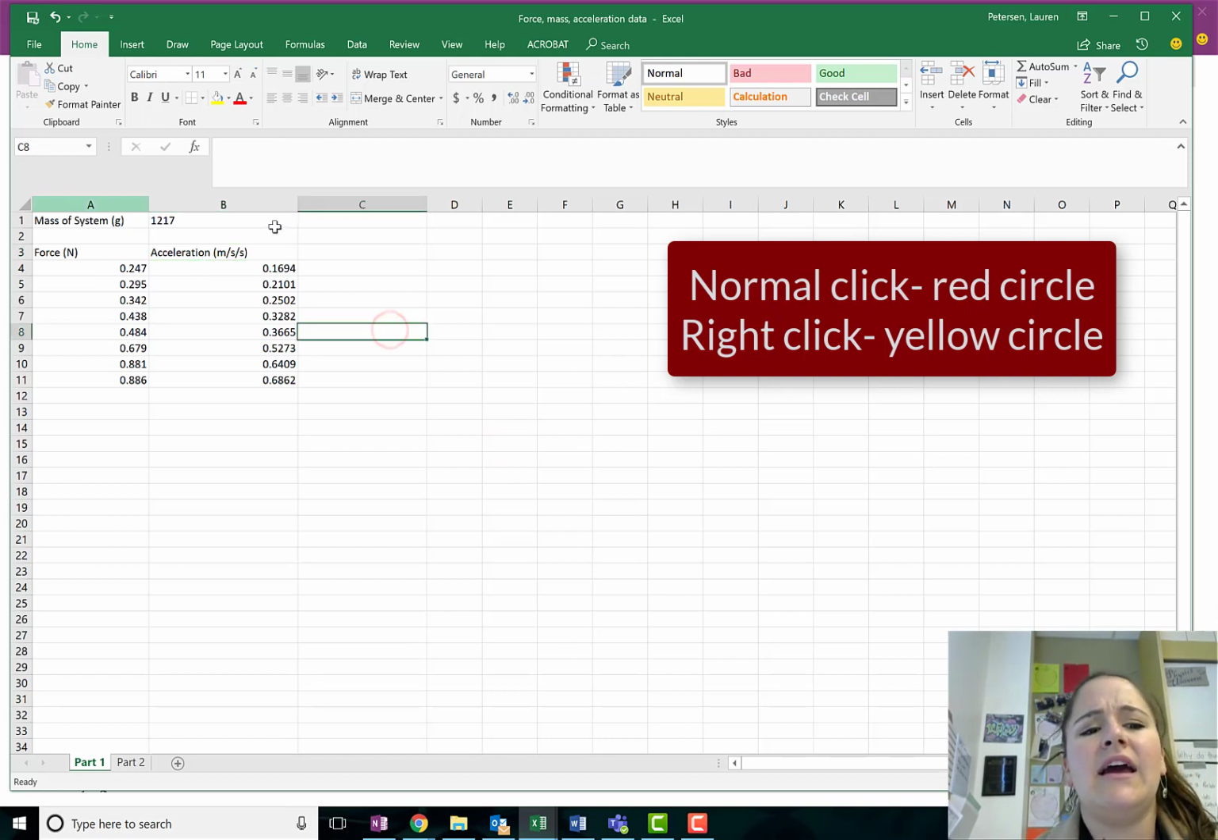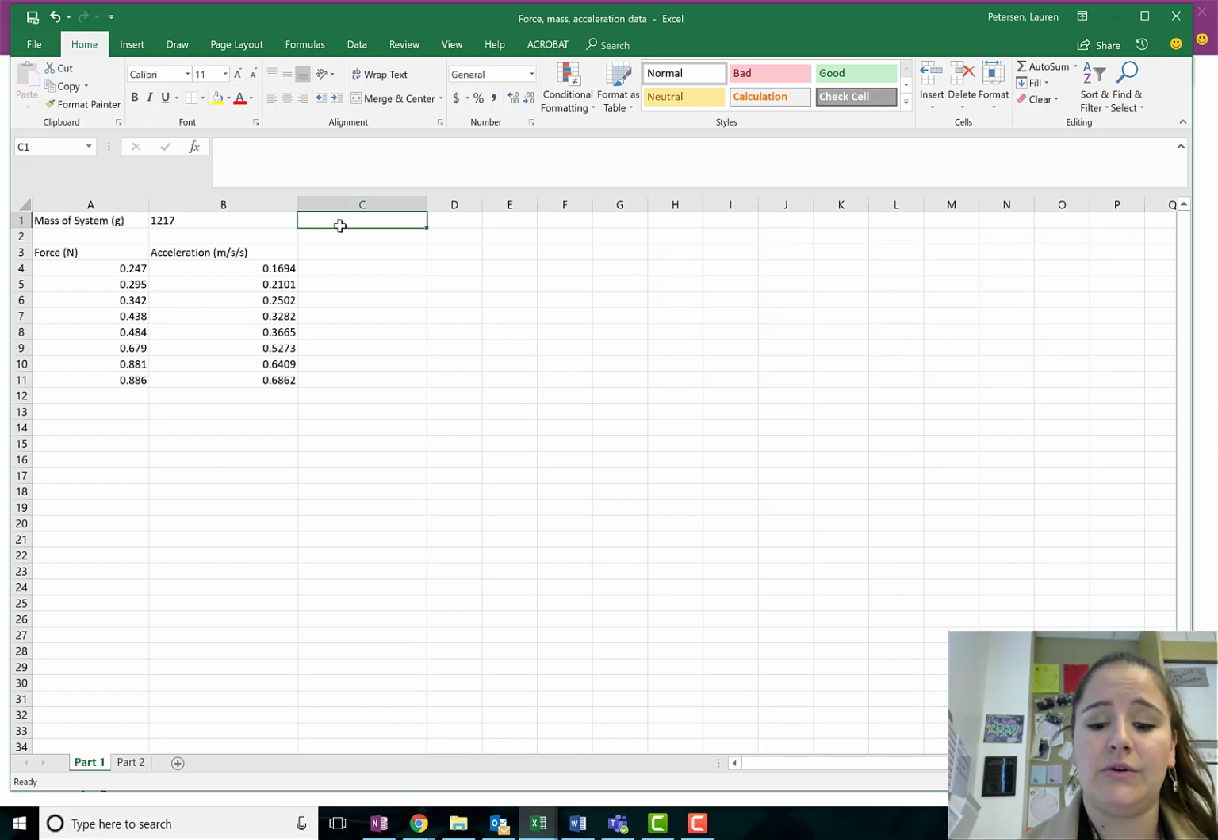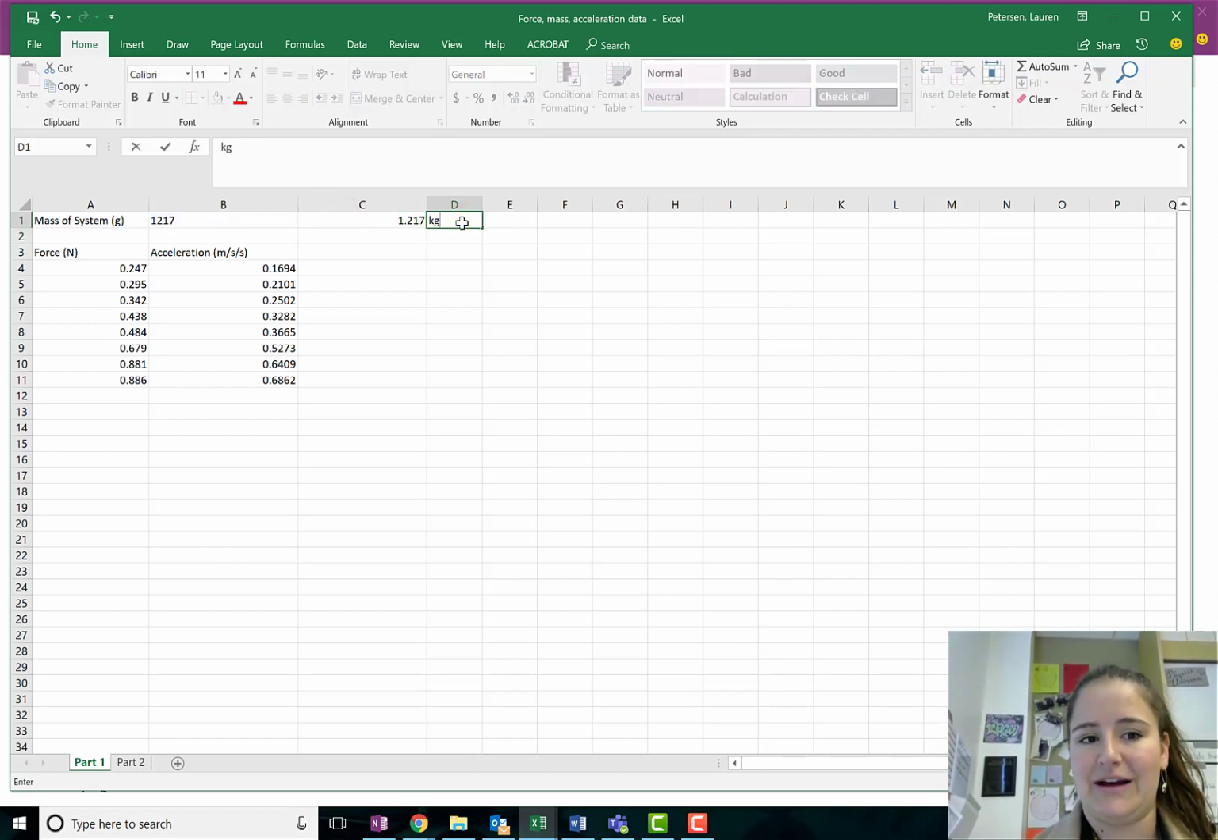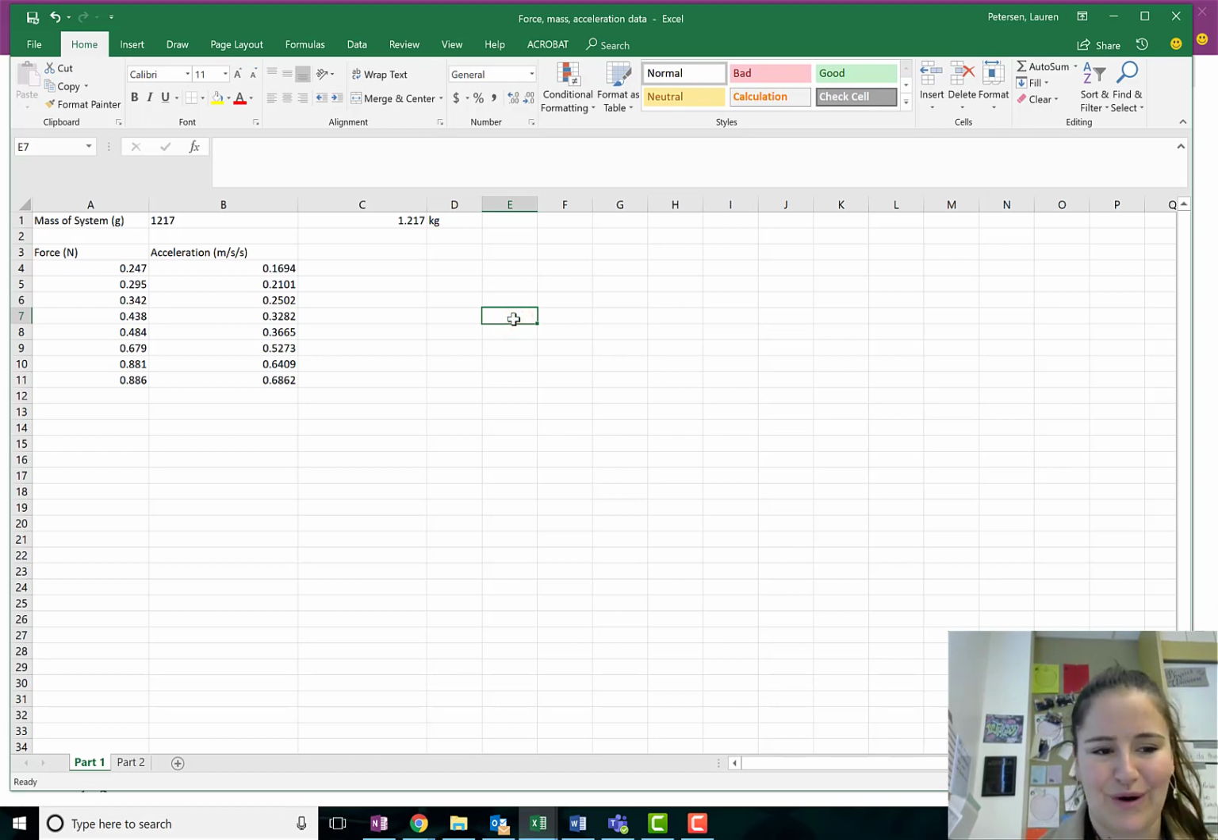So say I wanted to convert my mass to kilograms. If you remember from our notes, a Newton is a kilogram meter per second squared. So we might want to keep all of our units consistent and use kilograms. So to convert grams to kilograms, it is the measurement in grams divided by 1,000, and that will give you your mass in kilograms, okay? And remember, Excel can do all of that math for you.